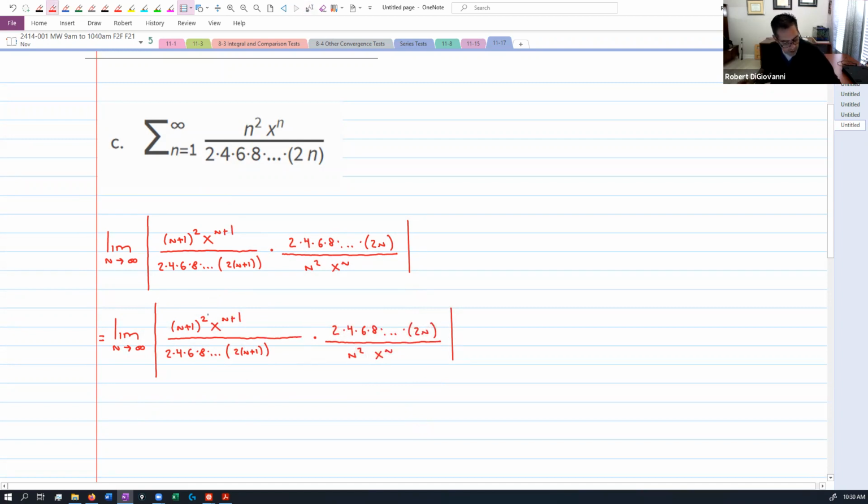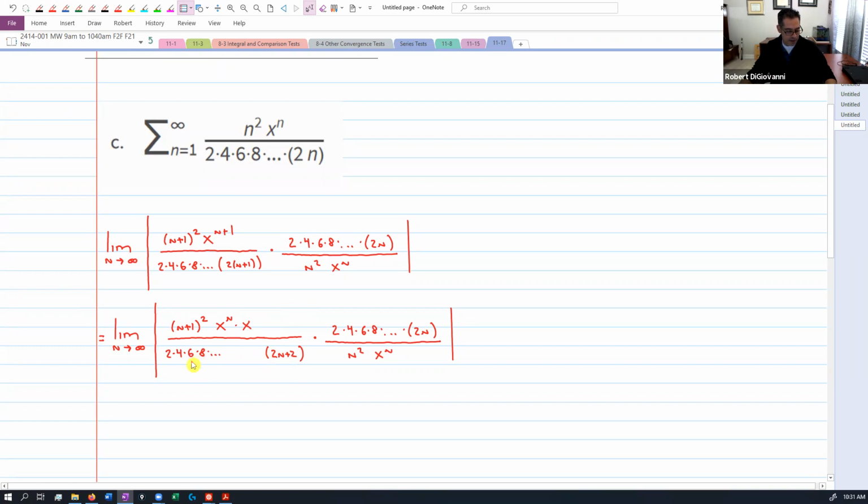Okay, so here I'm going to change a couple of things. I'm going to write that as x to the n times x. And then on the bottom here, I'm going to distribute that through. And I'm going to leave a little bit of space here. This becomes 2n plus 2 is the last one. And we talked about this in class last time. If the last one is 2n plus 2, what would the one right before it be?